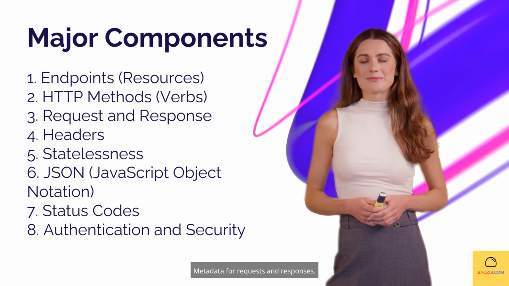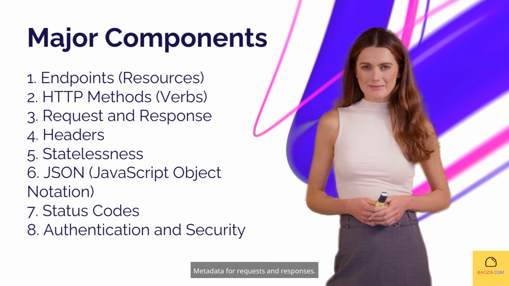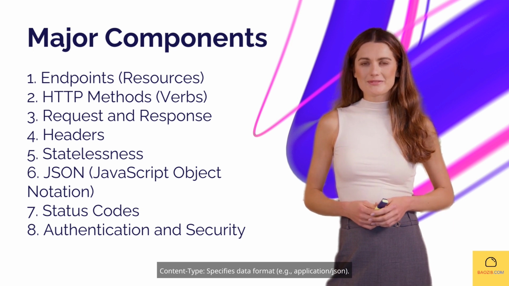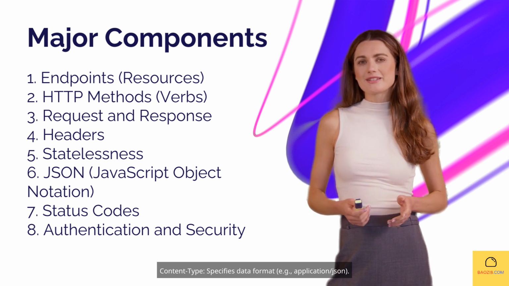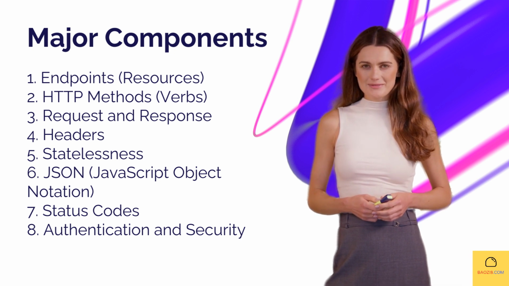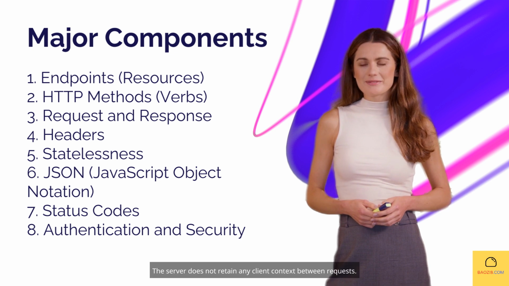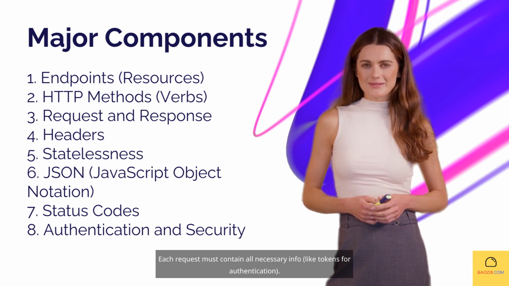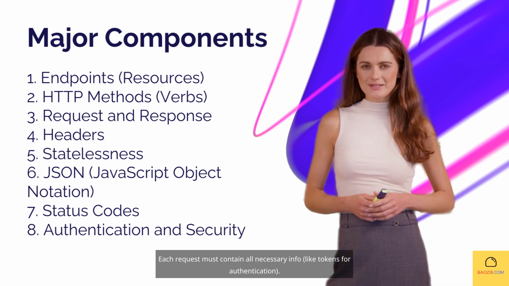4. Headers. Metadata for requests and responses. Examples: Content-Type specifies data format, e.g., application/JSON. Authorization provides authentication info. 5. Statelessness. The server does not retain any client context between requests. Each request must contain all necessary info, like tokens for authentication.